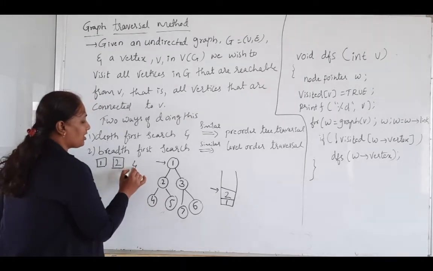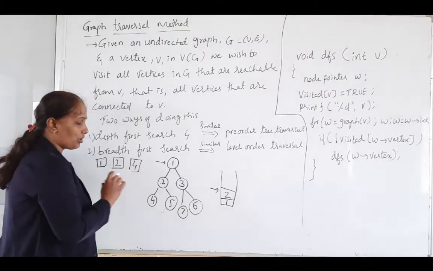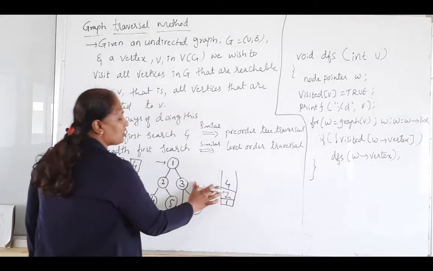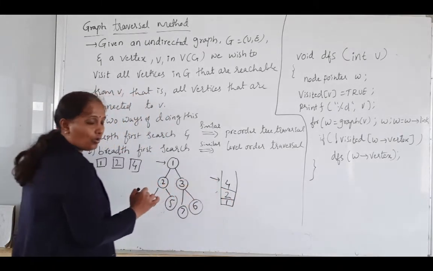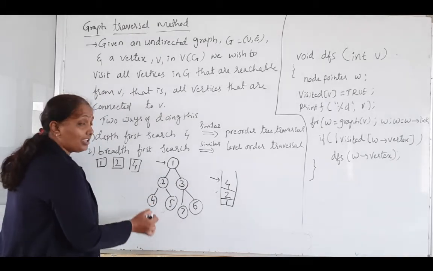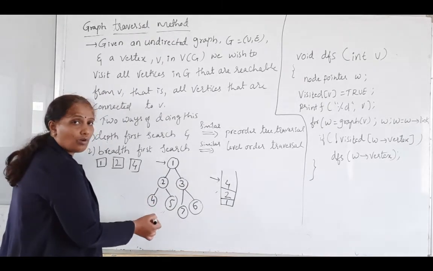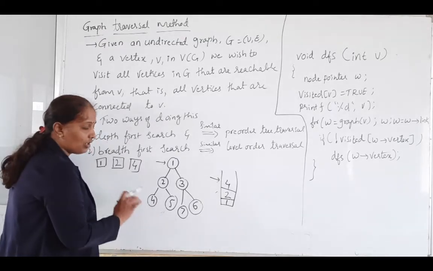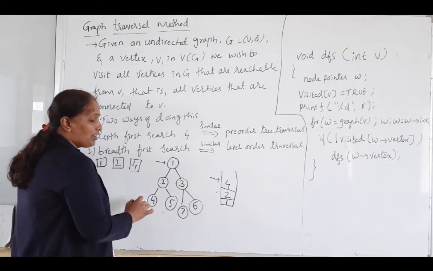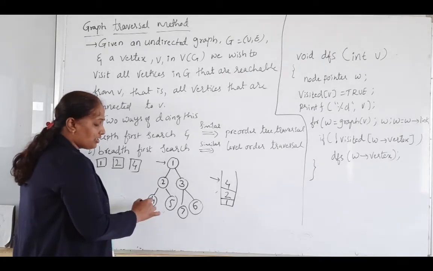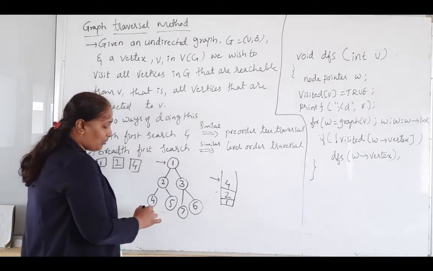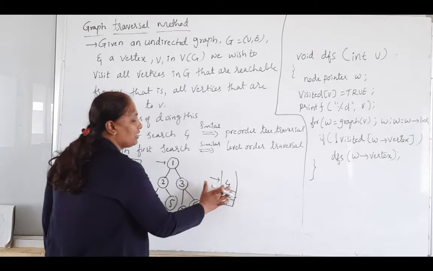Next I am going to visit vertex 4. Once I visit, I am going to push that in the stack. Now what is the top of the stack element? It is 4. Now I am going to check any connected vertices from this vertex 4. Do you have any connected vertices? No. Once you reach the end, that is once you reach a leaf node, and you don't find any connected vertices from a particular vertex, then you are going to pop that from the stack.